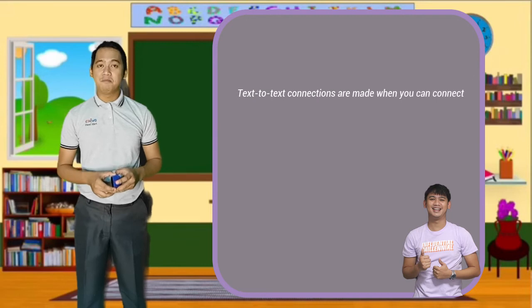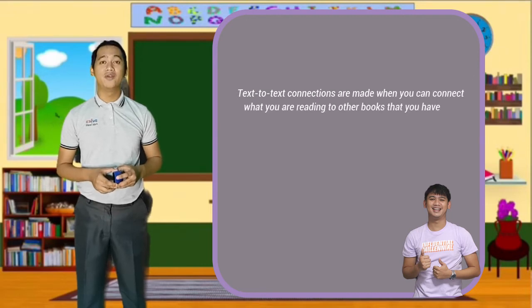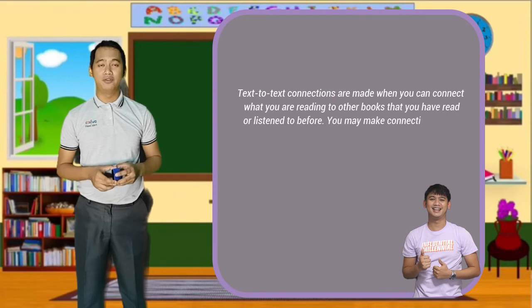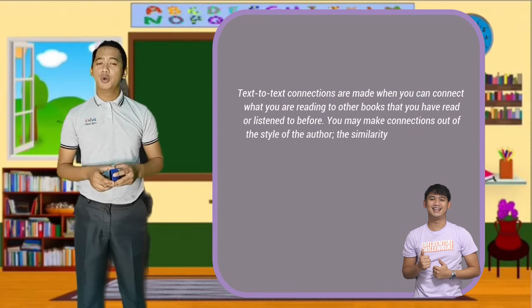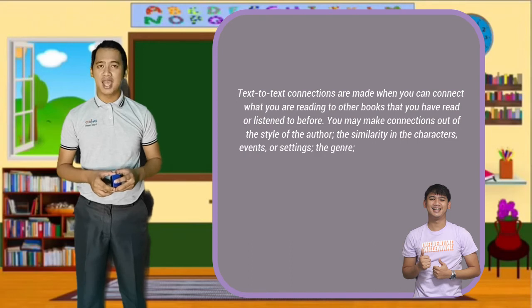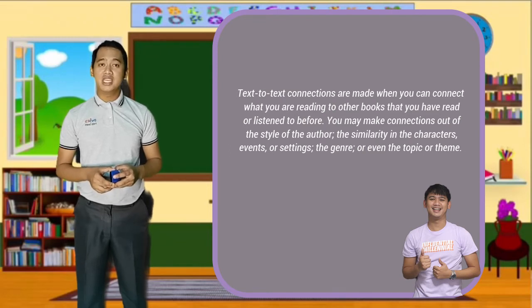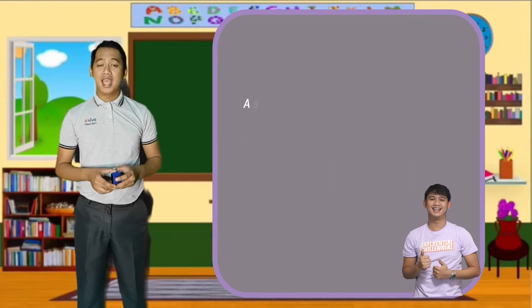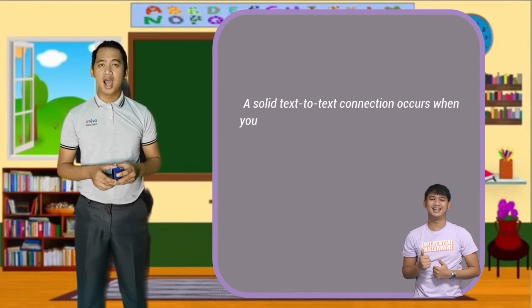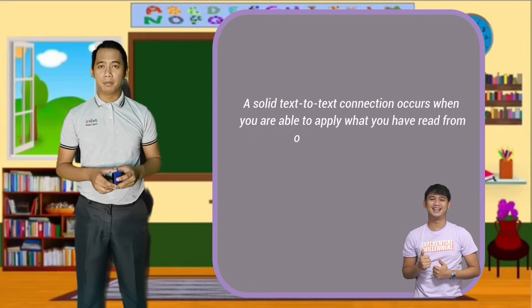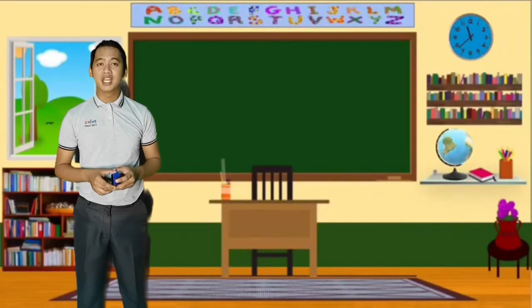Text-to-text connections are made when you can connect what you are reading to other books that you have read or listened to before. You may make some connection out of the style of the author, the similarity in the characters, events, or setting, the genre, or even the topic or theme. A solid text-to-text connection occurs when you are able to apply what you have read from one text to another text. And these are some of the questions that will help you build a text-to-text connection.